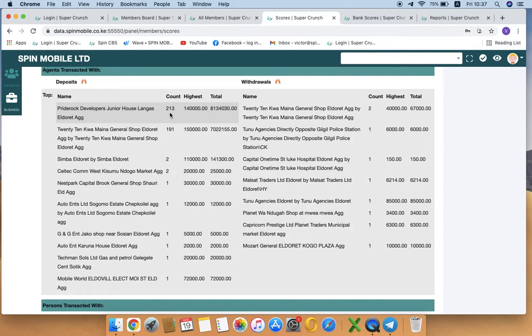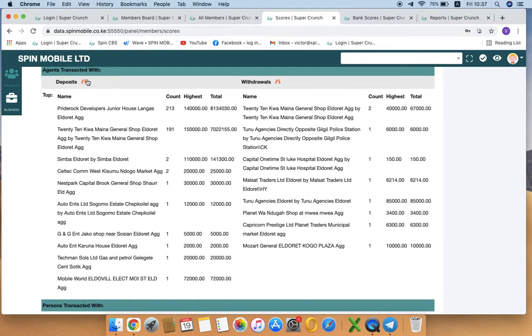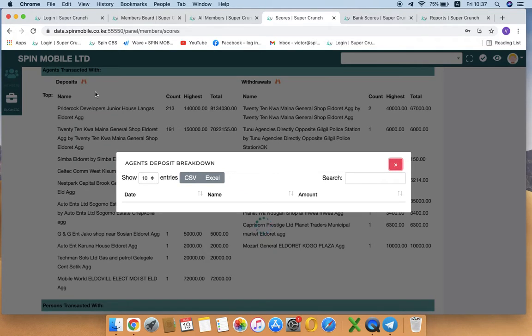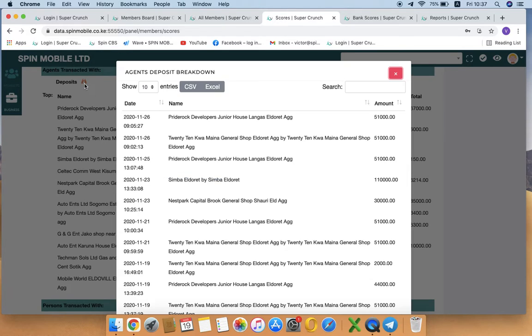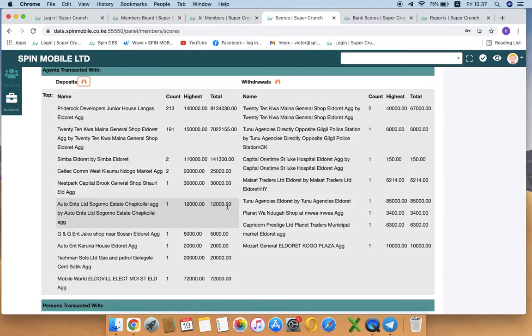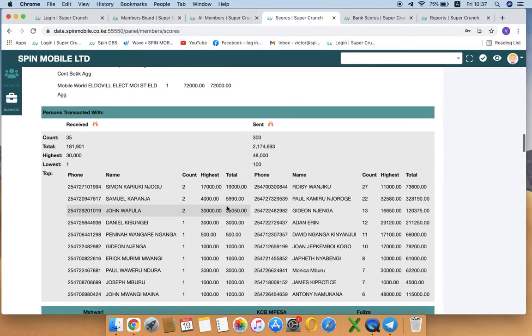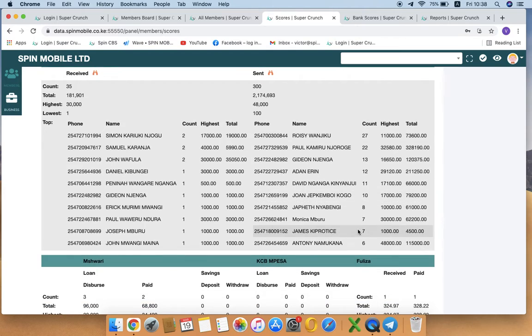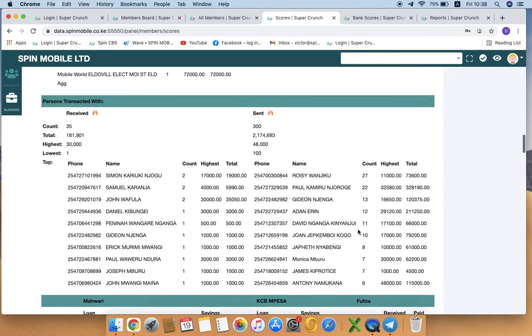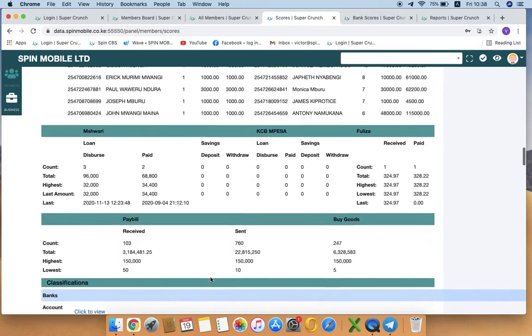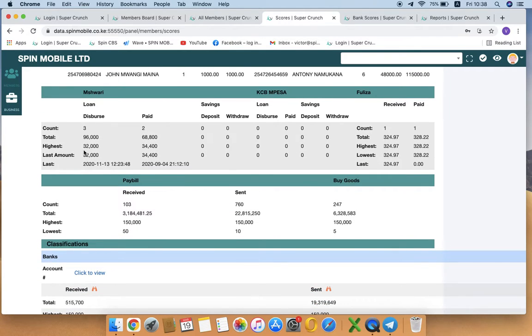And if you want to see the specific times for each of those 213 transactions, you utilize this feature for being able to view more details. So you can see what time he was there, how much he deposited, and such information. You want to see the people they are transacting with, their names, their phone numbers, how many times. These are the people who are very close to him. Other loans they have borrowed.